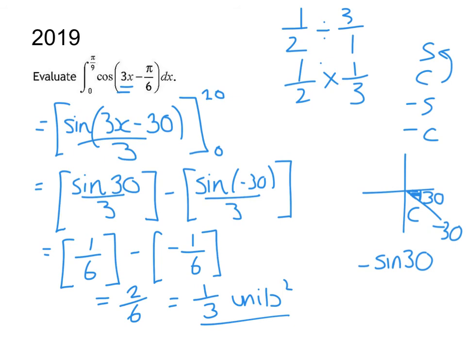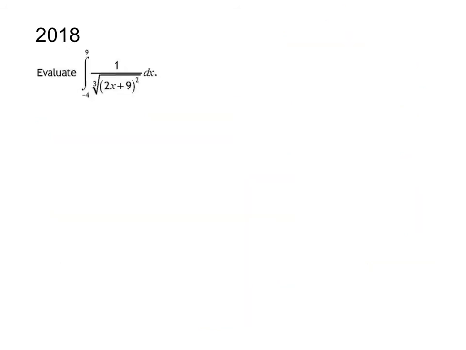Okay, so first thing we have to do in this one from 2008, this is worth 5 marks, is we have to prepare this for integration. So the bit on the bottom comes to the top and becomes 2x plus 9.